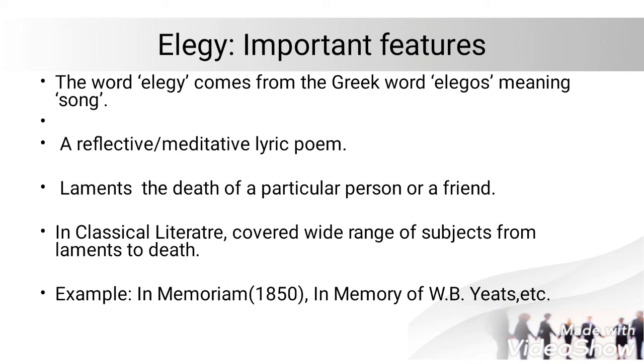Then it laments the death of a public figure, a friend, or a loved one. Means there is lamentation on the death of a particular person, so it surely deals with the theme of human mortality, since human mortality and death are quite interlinked. Examples are Alfred Tennyson's In Memoriam, written in 1850 on the death of Arthur Hallam, and W.H. Auden's In Memory of W.B. Yeats, written in 1940. These are remarkable examples of elegy, dear friends.